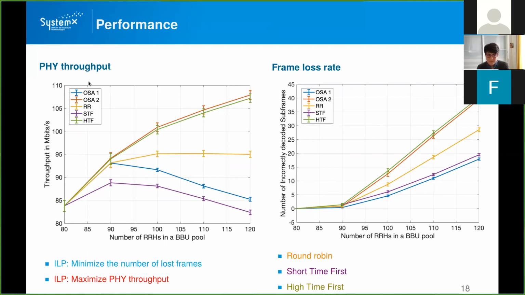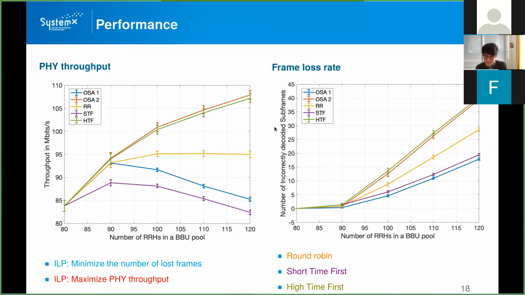So what we are going to look at is the physical layer throughput as a function of the number of remote radio heads which are connected to the same BBU pool. And we are going to look at the frame loss rate as a function of the number of connected BBU pools. So, physical layer throughput. Of course, the exact solution to the ELP problem is the one that maximizes the physical layer throughput. We built the objective function to do that. And we see that the heuristic high time first performs very close to that. So we are happy with these heuristics.